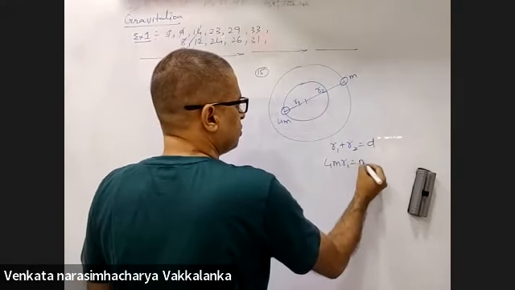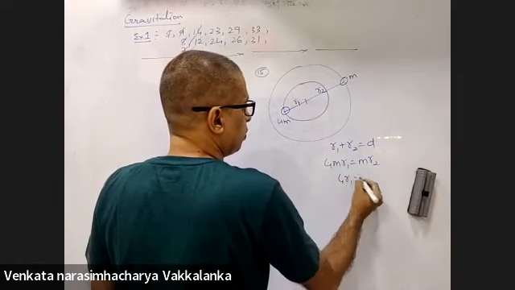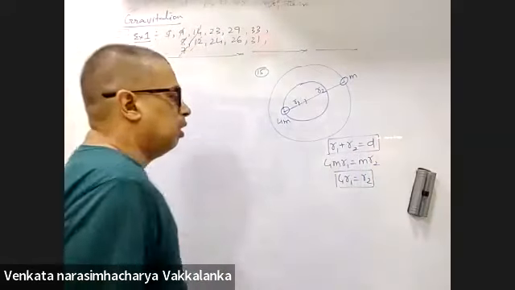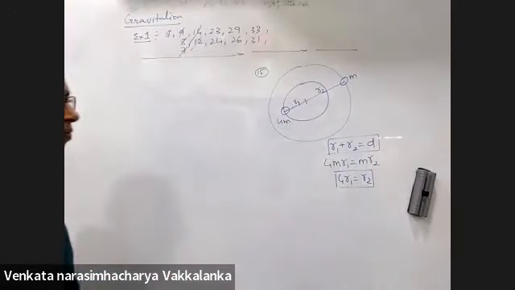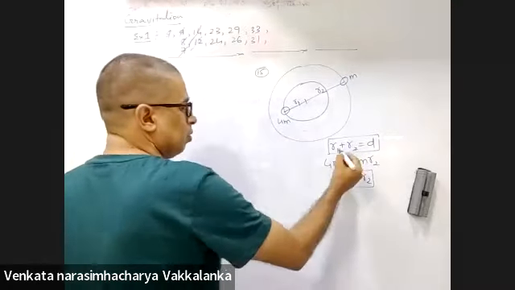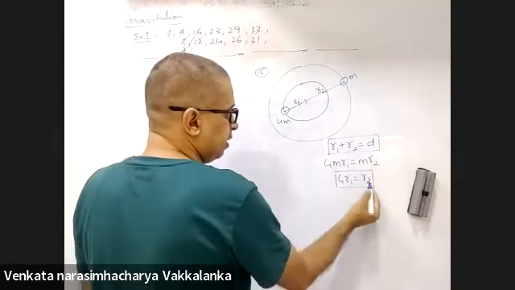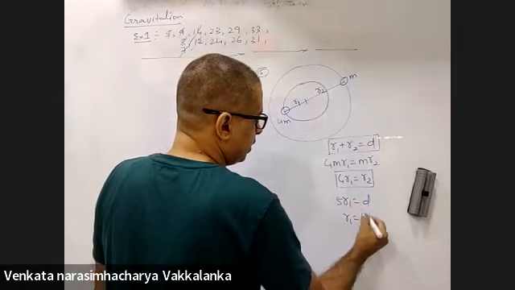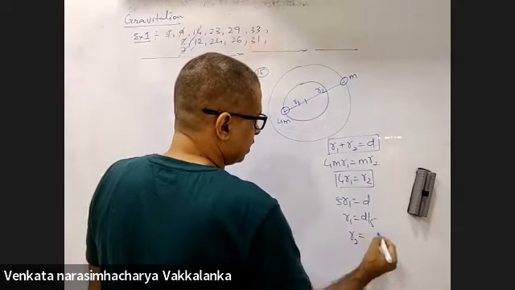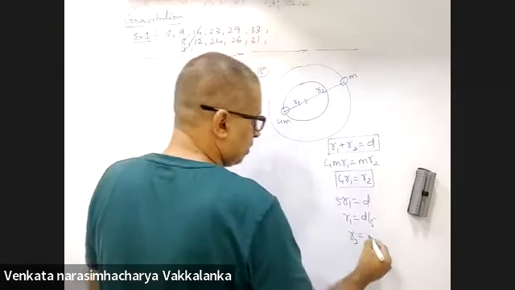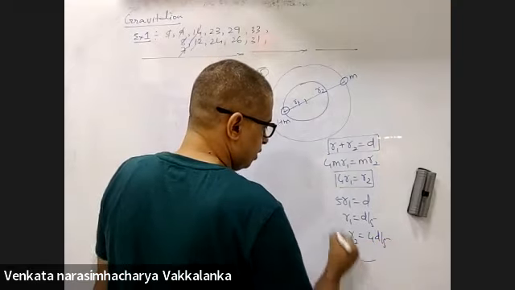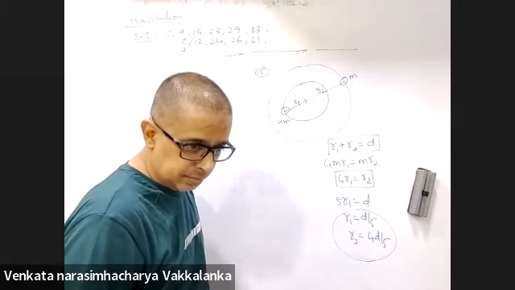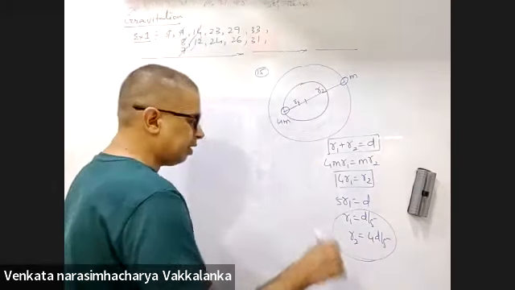4m into R1 is m into R2, so 4R1 is equal to R2. Right? Now, can I get R1, R2 in terms of d? Substitute R2 here. 5R1 is d, R1 is d by 5. R2 is how much? 4d by 5. Is this information clear? Yes, sir.